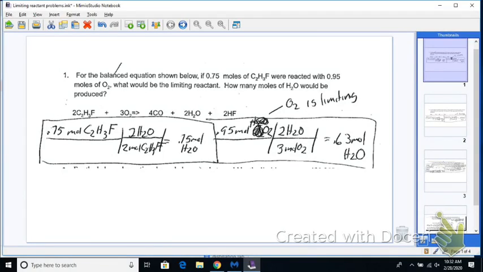Sit back, kind of see what the whole objective is on all these problems.